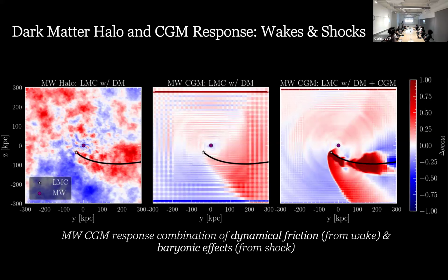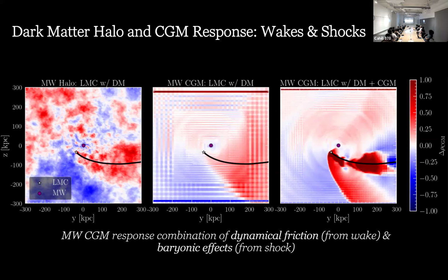And so we can also explore the underlying connections between this dark matter halo response and the CGM response. And so this is looking at the response in the dark matter halo. As you saw in the graphic earlier, you have the transient wake, and this collective scale wake in the density. And so when you have the LMC without gas and just the dark matter, you get this very similar large scale collective response from the dynamical friction wake. But then once you start including the gas itself, then you get that stripped gas component.